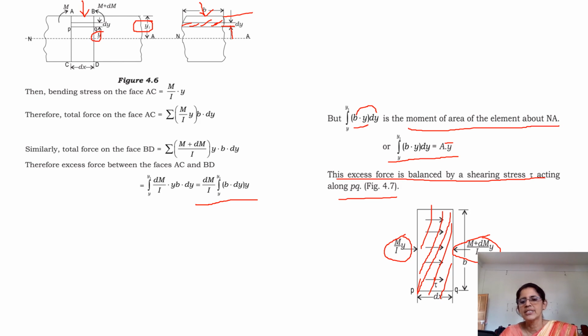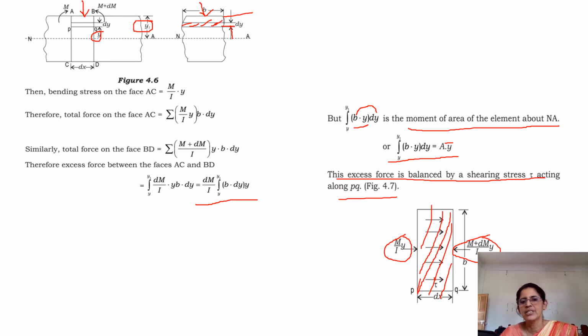So in order to resist this excess force due to the excess bending stress, shear stress is developed. This is tau, and this tau is acting on which face? This tau is acting on this area, that is dx into b, understand?